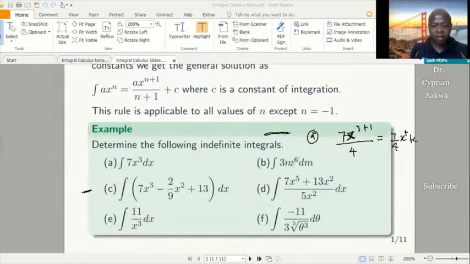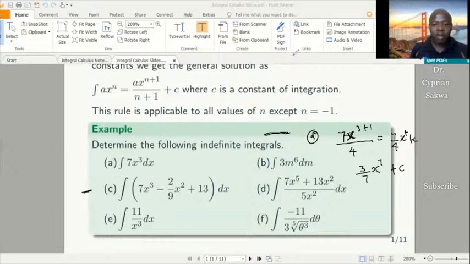The second one is also easy. Then we just add 1 to the power, so the solution becomes 3 out of 7, x raised to 7. When I add, this is 6, and 6 plus 1 gives me 7. So that is why I get x raised to 7 and divided by that new power. The same applies to this one, which is also very easy. We're just adding 1 to the power.